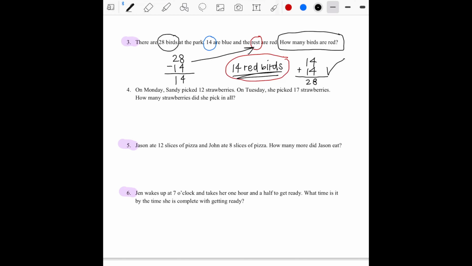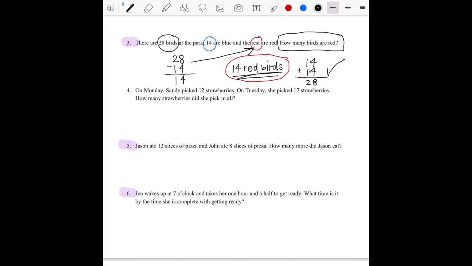Okay, so now we're moving on to question number 5. So Jason ate 12 slices of pizza, and John ate only 8 slices of pizza. And the question is asking, how many more did Jason eat? Okay, so if we compare the number of slices that Jason and John ate, Jason definitely ate more. Jason ate 12 slices, whereas John ate only 8 slices. Now, since it's asking how many more did Jason eat, we're going to simply subtract 12 minus 8 to get this number that we're looking for.